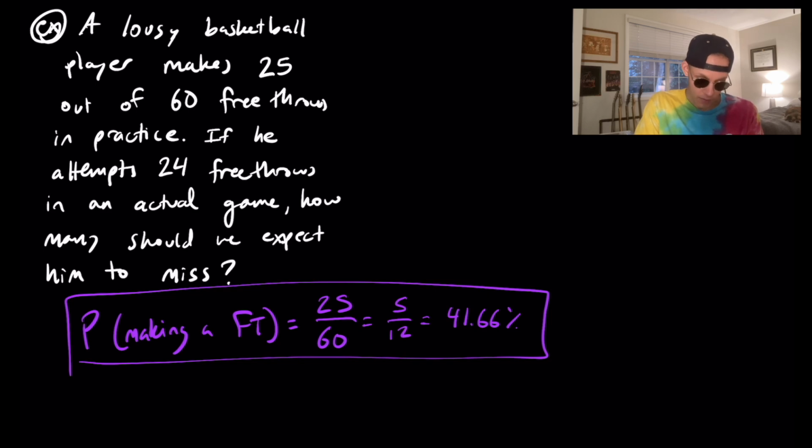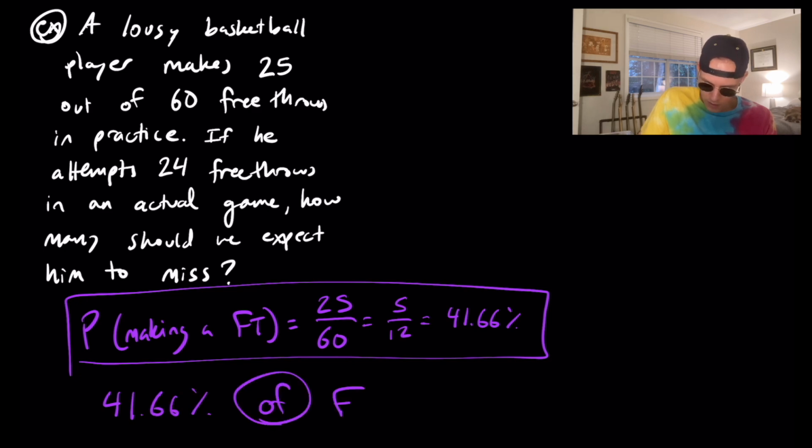All right, now he attempts 24 free throws in the actual game. So now with this percentage, let's figure out how many he made, right? I know the question's asking how many should we expect him to miss, but let's figure out first how many we should expect him to make. So the probability of making a free throw is 41.66%, right? We can expect him to make 41.66% of his free throws.